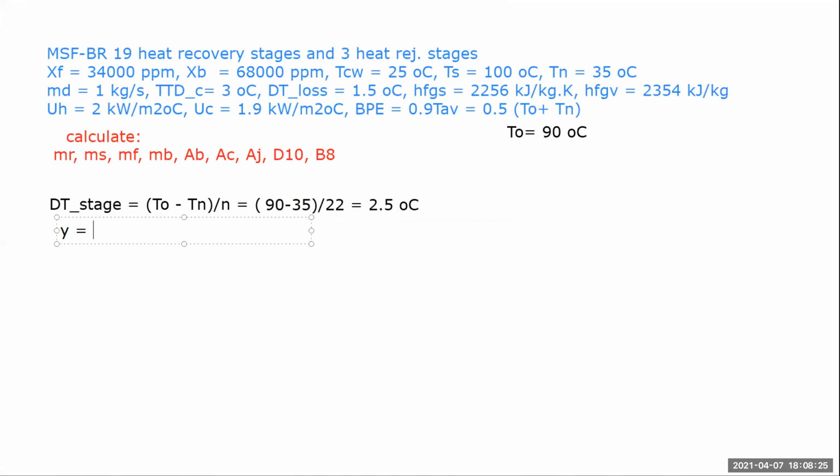Who remembers what y is? Cp delta T over HFG. Yes, what I'm expecting is that it is basically the ratio of the sensible to the latent heat. So Cp into delta T stage divided by HFG average. So doing that, you can calculate the value to be 0.004. And the value of y is important.